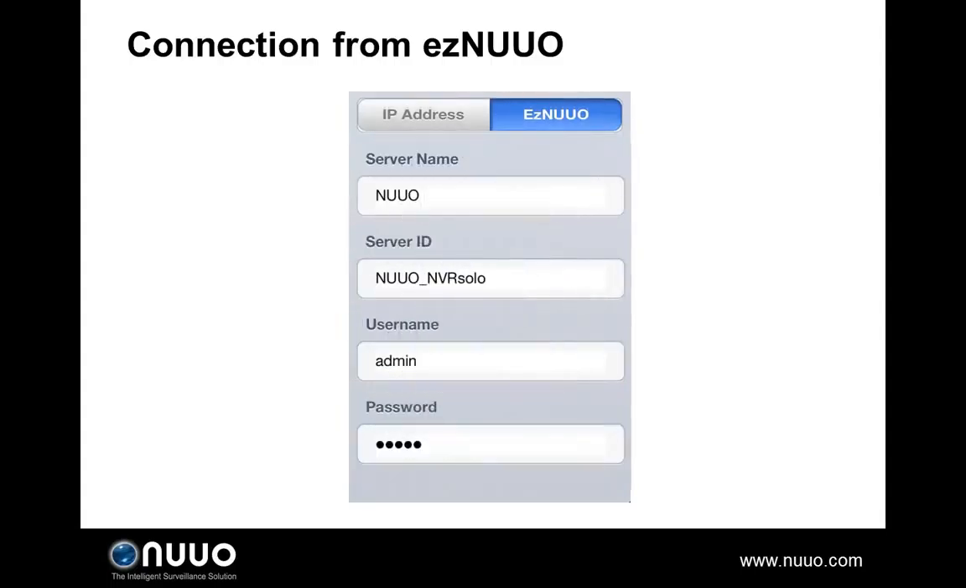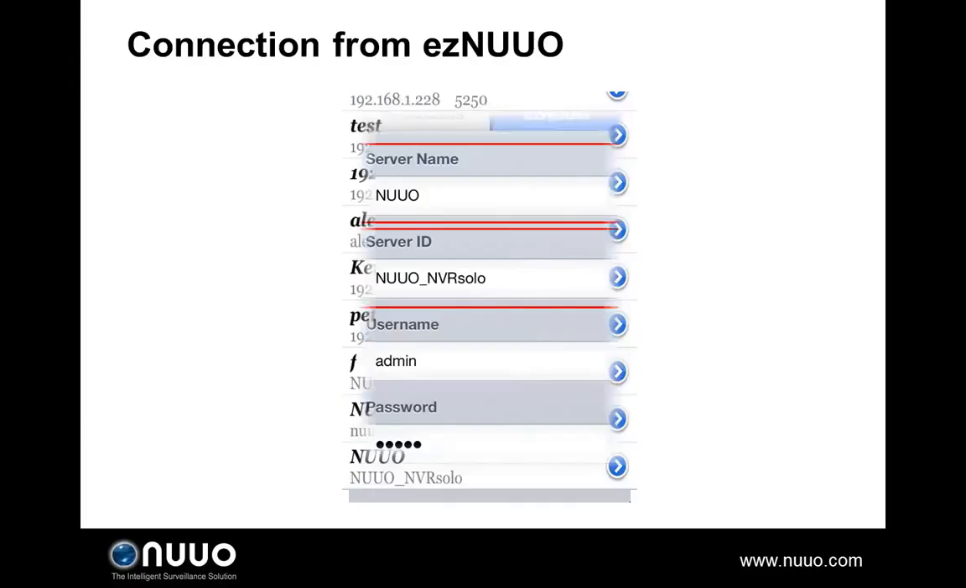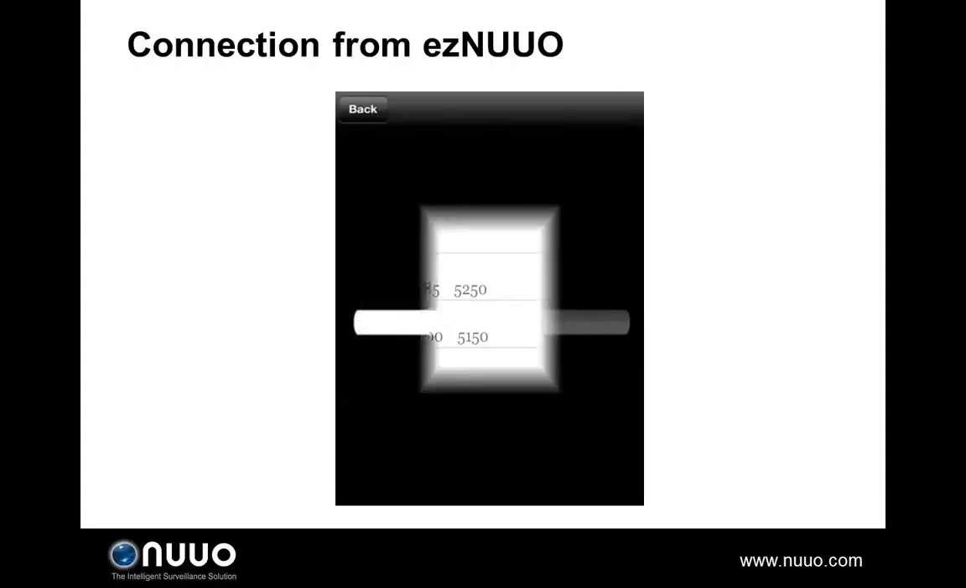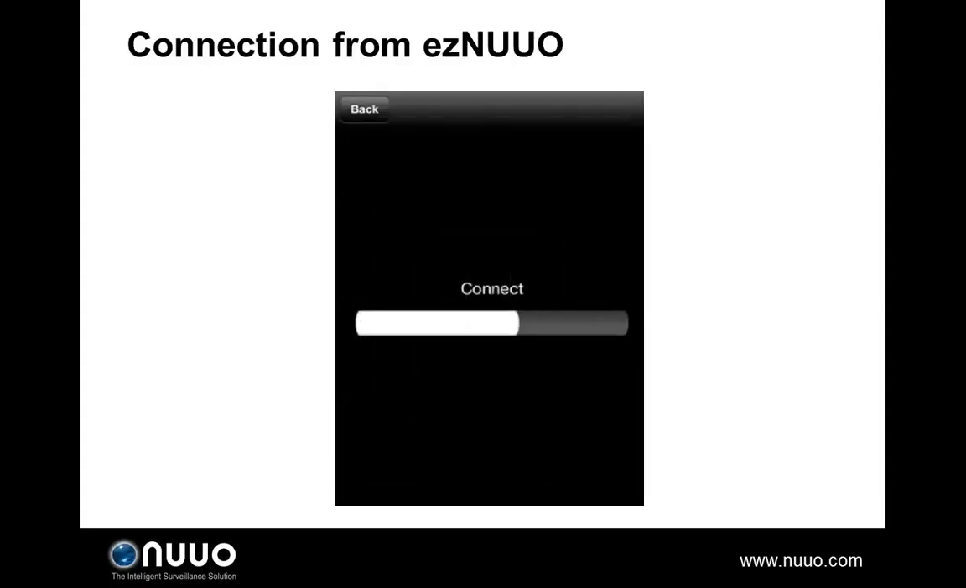Here we have entered the requested information. So let's establish a connection with ezNUUO. Keep in mind that for the server name you have to choose it by yourself. Here, NUUO. The server ID corresponds to the server ID that you had previously registered, in our case NUUO NVRsolo. After that, click on Save and go back to the main page, then select the server name that you have just created. From this moment a connection will be established. Wait a few seconds.